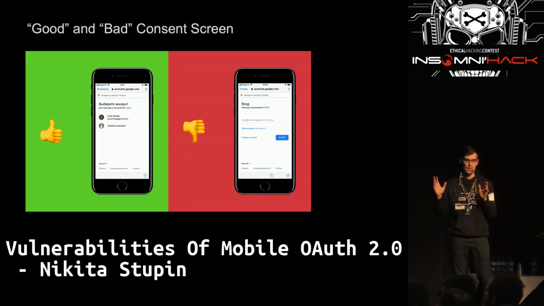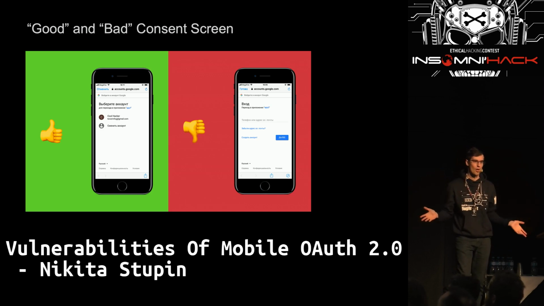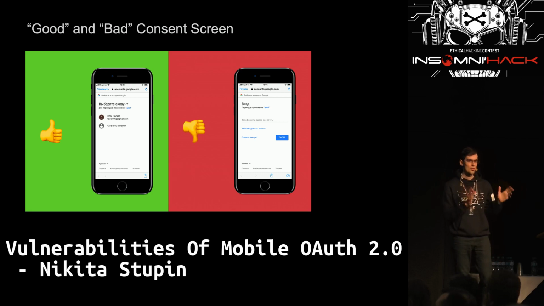Now let's move on to the consent screens. There are good ones and bad ones. The good ones are those asking the user to just choose an account or click approve. The bad ones are those asking the user to enter their login, password, and second factor if they have one. And why are they different?